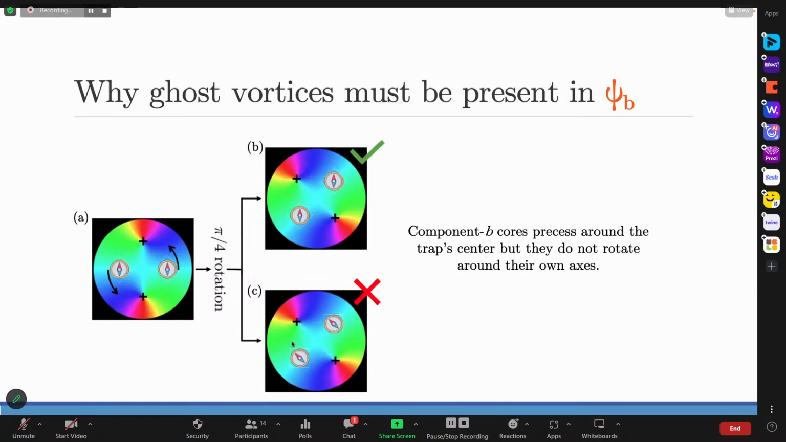The lower one, panel C, is wrong because this is what would happen if the cores were rigid bodies. And this is not the case. The cores are superfluid, so they do not rotate. They cannot rotate as rigid bodies. And in a sense, they precess, but keeping their orientation constant. They cannot rotate around their own axis. This is the meaning of this picture. And indeed, this circumstance is compatible with the presence of two ghost vortices here in the perpendicular direction.